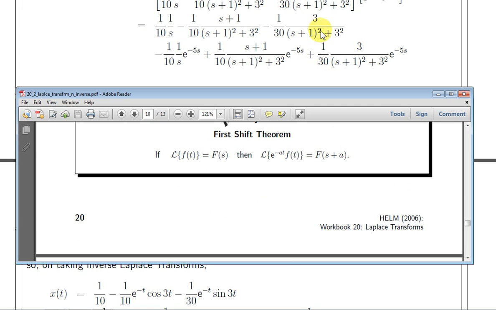So here our term has the form f of s plus 1, where f of s is 3 over s squared plus 3 squared, and the inverse transform of f of s is sine of 3t. That's little f of t, but we have to multiply by e to the minus at, where a is the shift, a is plus 1. Again, this a is different from the a referring to the constant, the 3 squared. A here is the shift, so we have e to the minus 1t now.